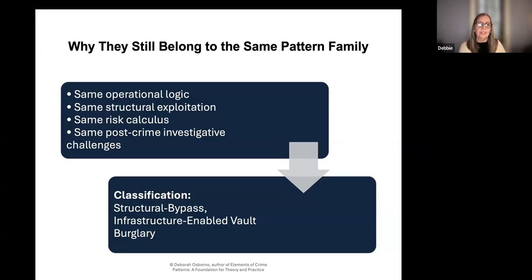Same operational logic, structural exploitation. They calculated the risk: Christmas, Easter, whatever length of time, and same challenges. We can't identify what's even in these safe deposit boxes, so we can't follow up on the criminals by looking at what they took. Probably not, but it might not be true. There might be somebody who has something that's traceable. So you could classify it. This is all in my mind about some kind of classification.